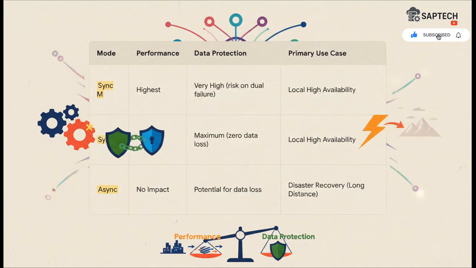So this is the crucial trade-off. This is the decision you have to make. You've got Sync-M giving you the highest performance, but, and it's a small but, there is a tiny risk if both of your systems happen to fail at the exact same time. Then you've got Standard Sync, which guarantees zero data loss, period. And then there's Async, which has no performance impact at all. But as we're about to see, it's used for a completely different reason.